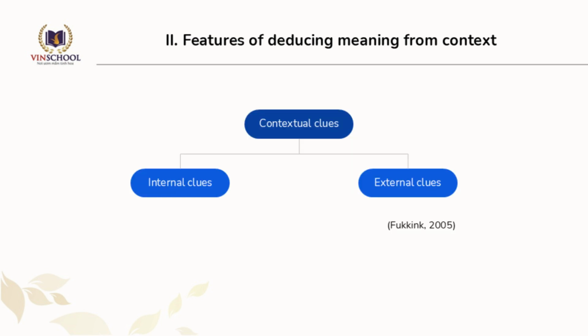Next, let's delve into the different types of context clues, which can be categorized into internal clues and external clues. According to Furkink, 2005, internal clues include aspects such as morphological word formation, while external clues rely on the context surrounding a word. Starting with internal clues, we can identify several key components.